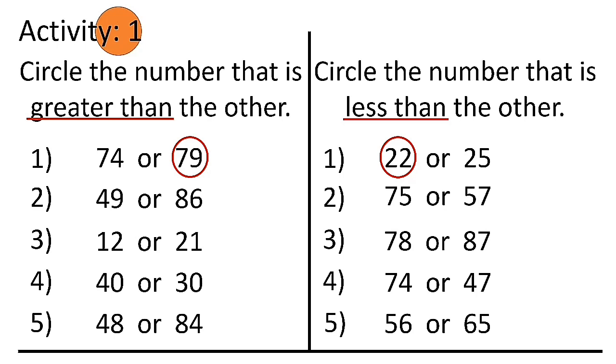And next, circle the number that is less than the other. Again, circle the number that is less than the other. Okay, I'll put an example here. Number 1, 22 or 25. Okay, since 22 is less than 25, that's why I put a circle.